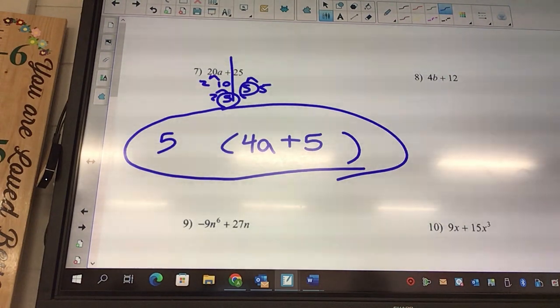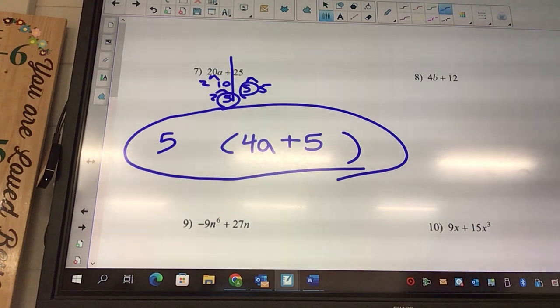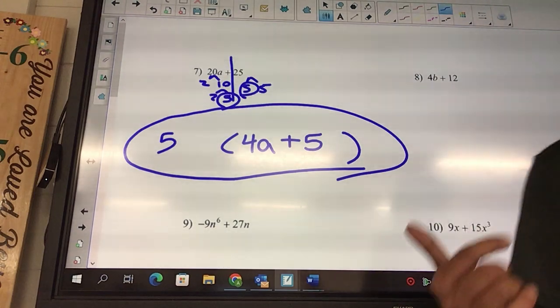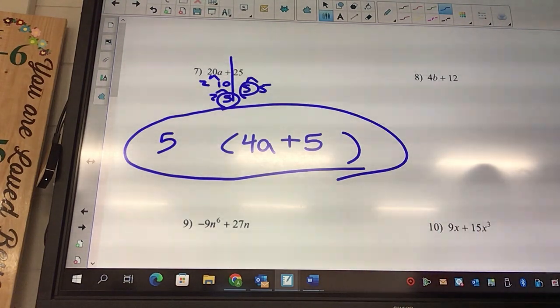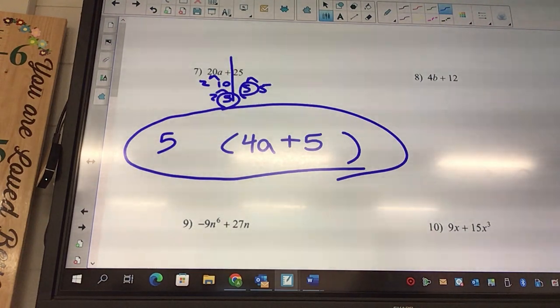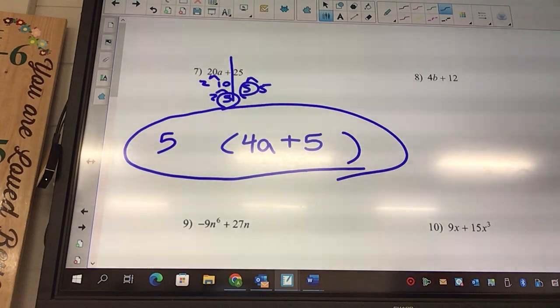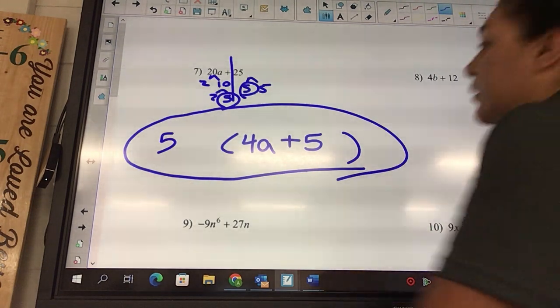Look at number 9. What is the biggest number I could possibly pull? 9, and that's where you should start to check. If 9 doesn't work, then what number would you check? 8. If 8 didn't work, you check 7. Does 9 go into 9? Yeah. Does 9 go into 27? Yeah, so then we know that 9 is the biggest one I could possibly take out.